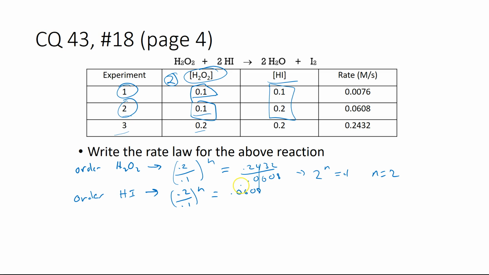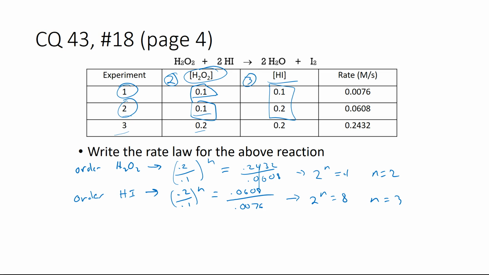0.0608 over 0.2432. Whoops. Excuse me. Wrong number. 0.0076. All right. And simplifying that, I should get 2 to the n equals 8. And n would be 3 in that case. Okay. So that's a reactant order of 3 for the hydrogen iodide.